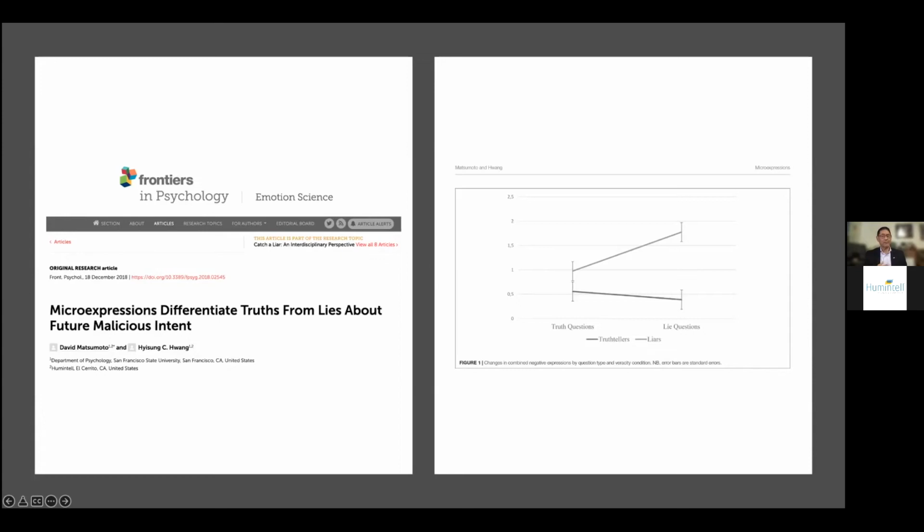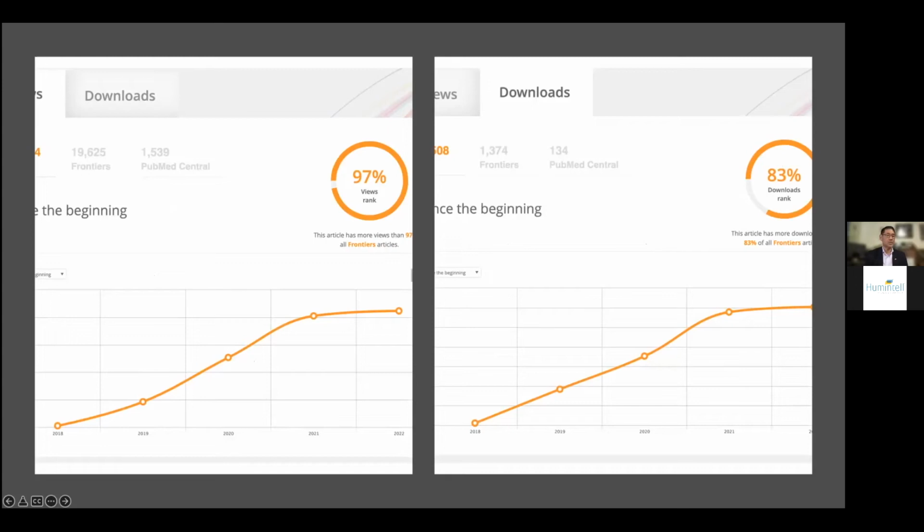And so not only did we survey the microexpressions and demonstrate that they differentiate truth tellers and liars, this is one of the very few studies that actually compare individuals' behaviors to their own baseline. And as many of you operators out there know, baselines are incredibly important. And just a little blurb about the study that I just mentioned, it happens to be one of the most widely downloaded and read and shared studies in this particular journal. It's Frontiers in Psychology journal.